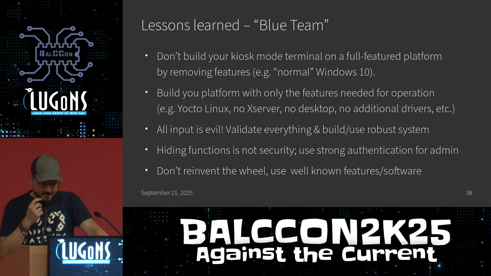So the lessons learned from a blue team perspective is just don't build your own kiosk mode environment on top of full-featured systems. It is really hard to blacklist everything and not miss anything. Do it the other way around: build your own system and only include the features that you really need. I've seen people do that, and this is really hard. If there's no X server running on a Linux system, no desktop environment, what keyboard shortcuts are still left? Some of them still are, but it's really, really limited.